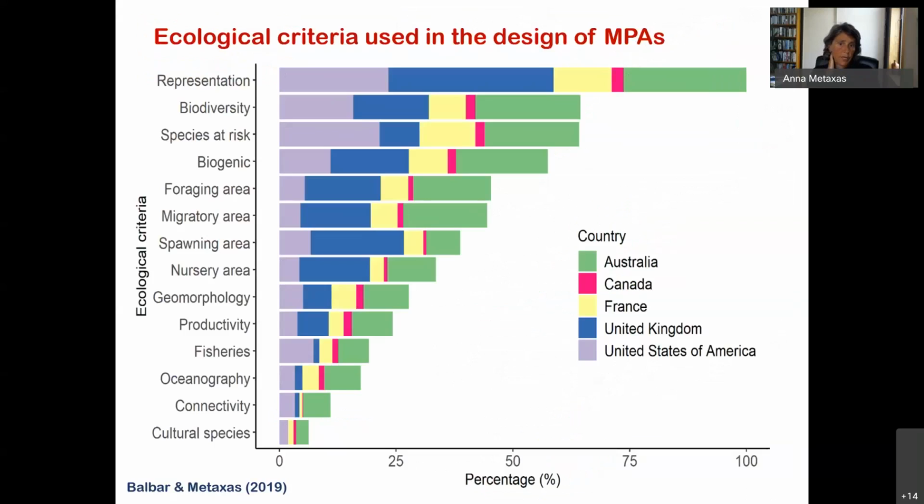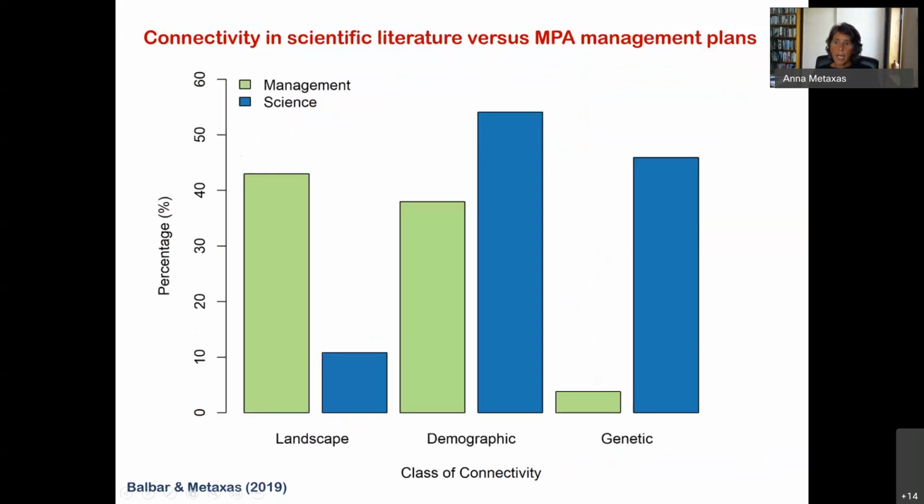And so just to give you an example, this is a review study that a student of mine did to try to understand the different ecological criteria that are used in the design of marine protected areas. And you can see a whole list here, but representation is the highest, up to 100%. The marine protected areas use representation as a criterion in designing marine protected areas. But look at connectivity. Less than 10% of marine protected areas in Australia, Canada, France, USA, United Kingdom, less than 10% actually considered connectivity when they're designing the marine protected areas.